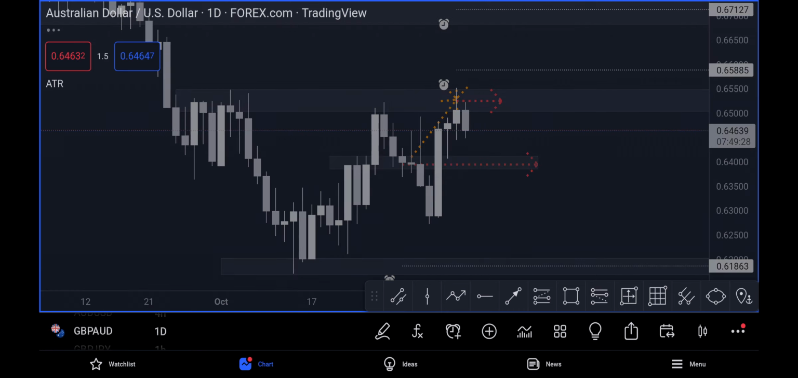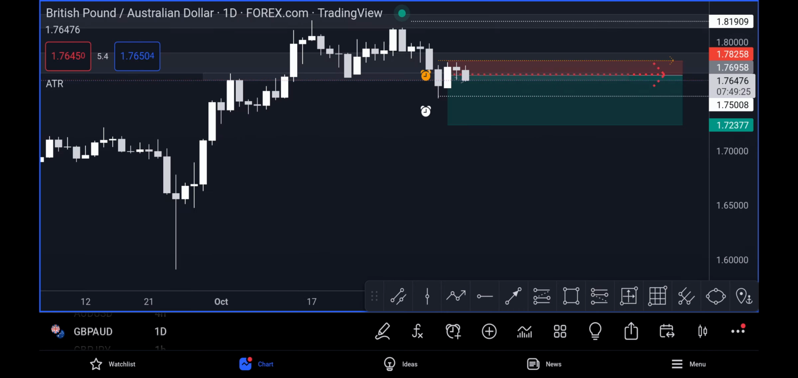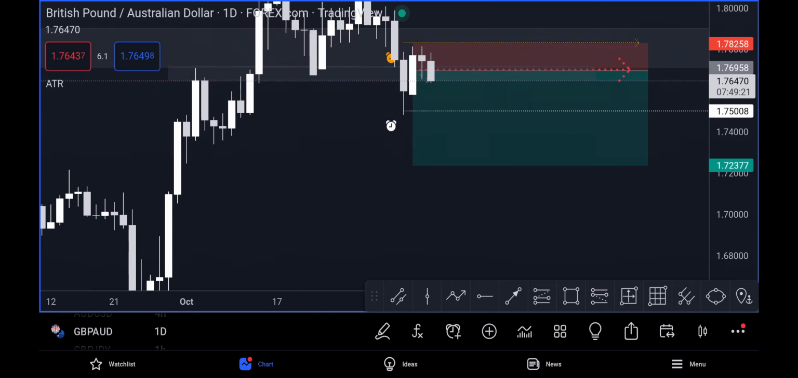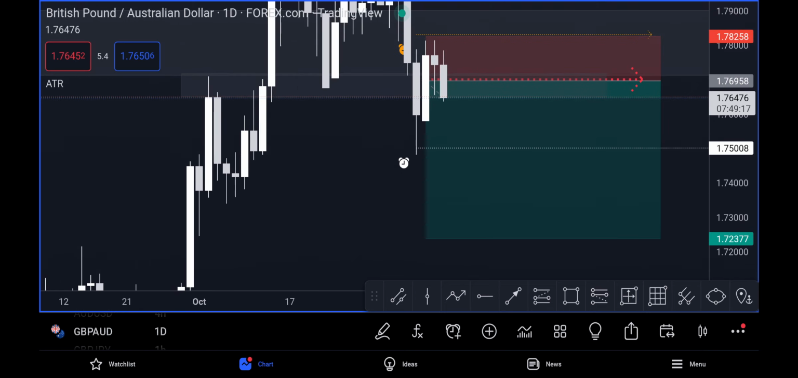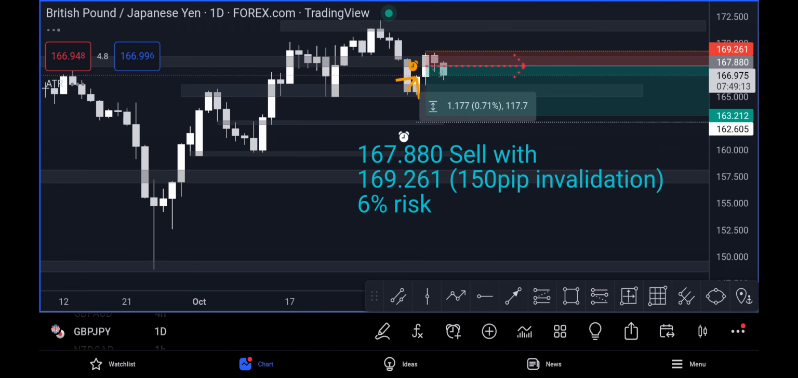So GBP AUD, I'm in a trade there as well. I'm just waiting for price to continue on down. I do have a hedge order set, if price for some reason shoots up, waiting for that to continue on down. It's going pretty well. GBP JPY, that came in as well in a sell.